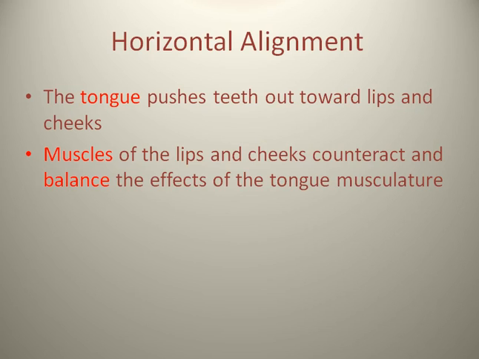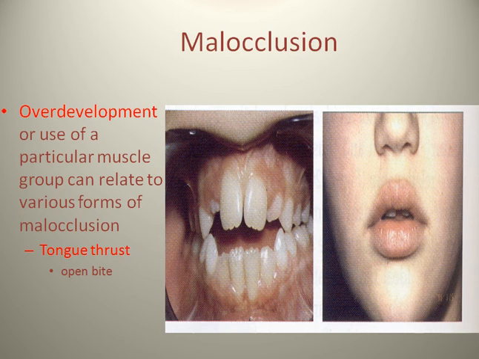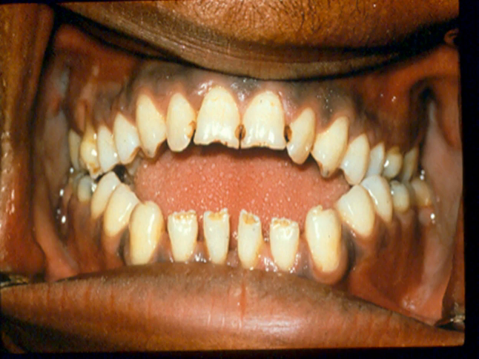The tongue pushes the teeth out towards the lips and cheeks. The muscles of the lips and cheeks counteract and balance the effects of the tongue musculature. This creates horizontal alignment. A malocclusion can occur due to the overdevelopment or use of a particular muscle group. The open bite you see in the picture on the right is due to a tongue thrust.